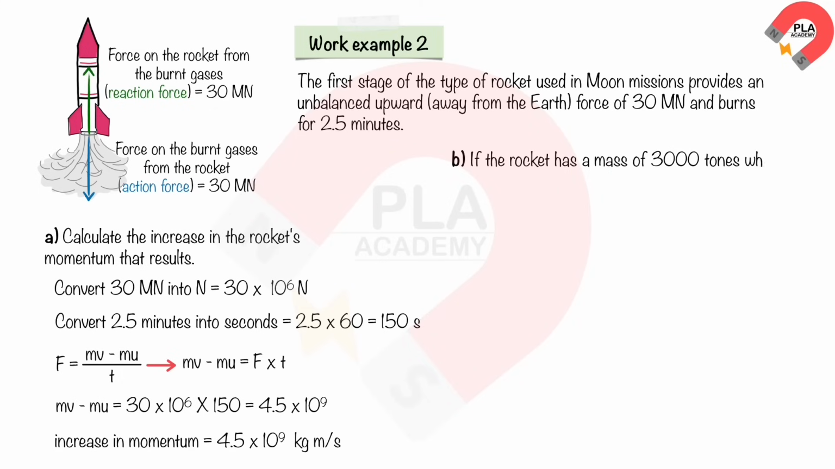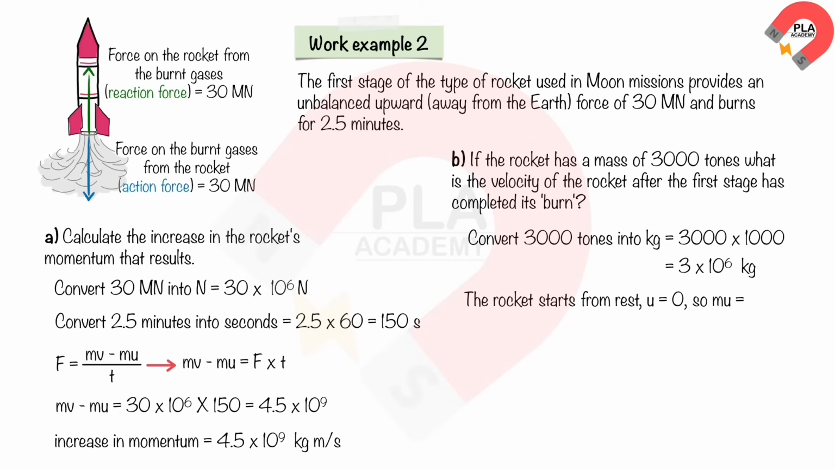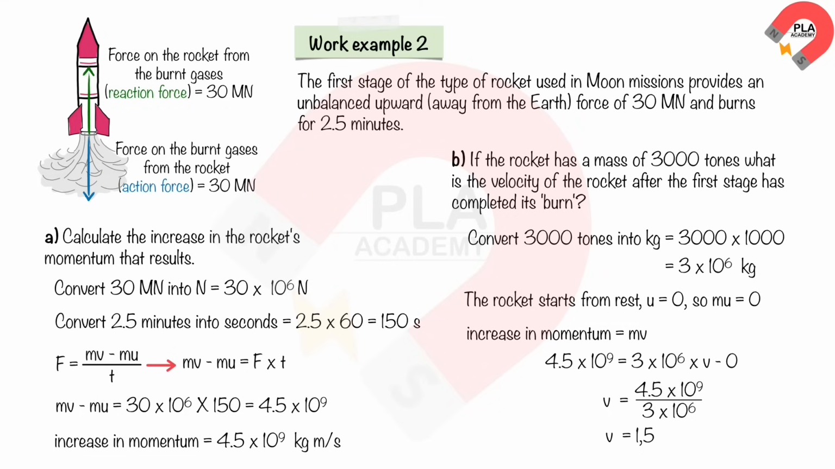If the rocket has a mass of 3000 tons, what is the velocity of the rocket after the first stage has completed its burn? Convert 3000 tons into kilograms. It is 3000 times 1000, which is equal to 3 times 10 to the power of 6 kilograms. The rocket starts from rest, so u equals 0 and then mu equals 0. Increase in momentum equals mv. Substitute the increase in momentum equals 4.5 times 10 to the power of 9, and m equals 3 times 10 to the power of 6. So, v equals 1500 meters per second.